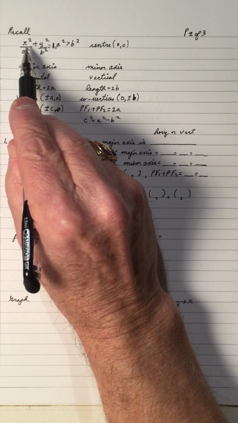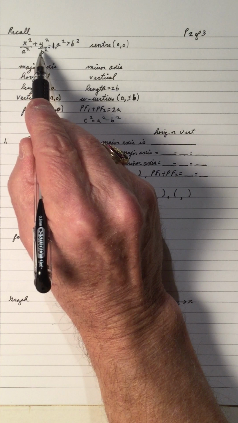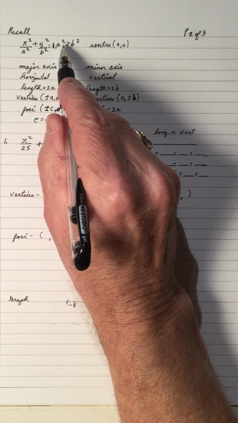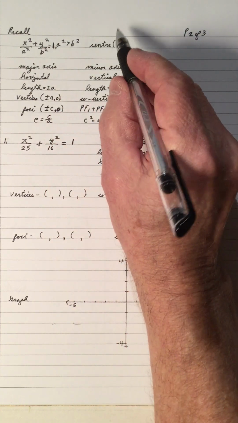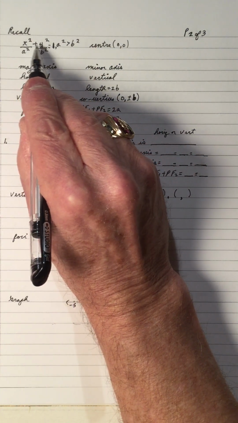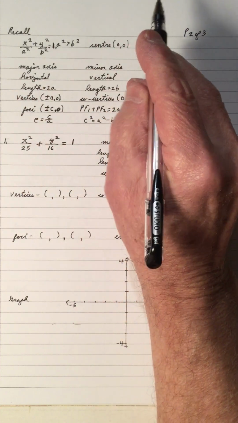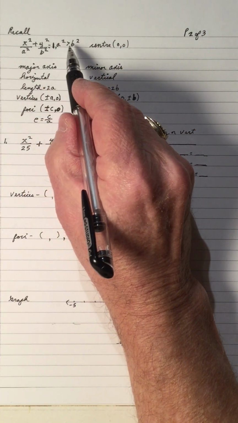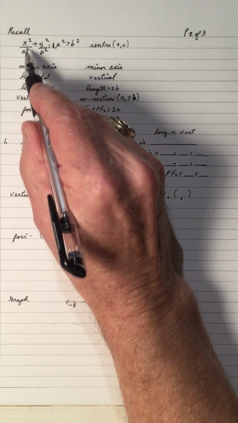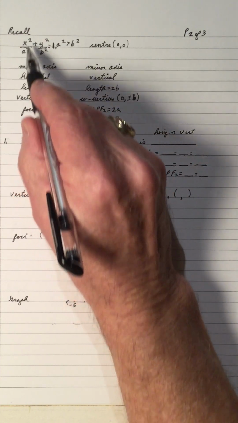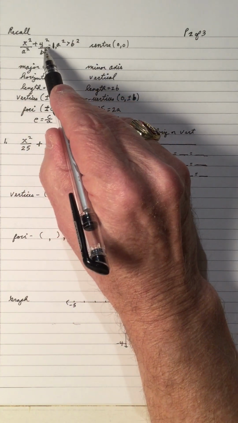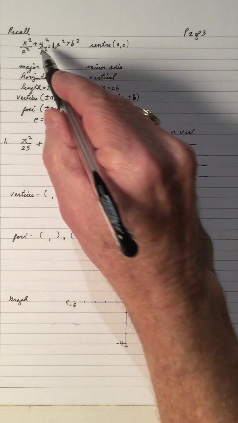We have x squared over a squared plus y squared over b squared equals 1, and we have a squared is greater than b squared. Because this is x squared, y squared with no brackets, the center is (0, 0). Because a squared is larger than b squared, the major axis is horizontal, which is the x. That means the minor axis is the y, the vertical.